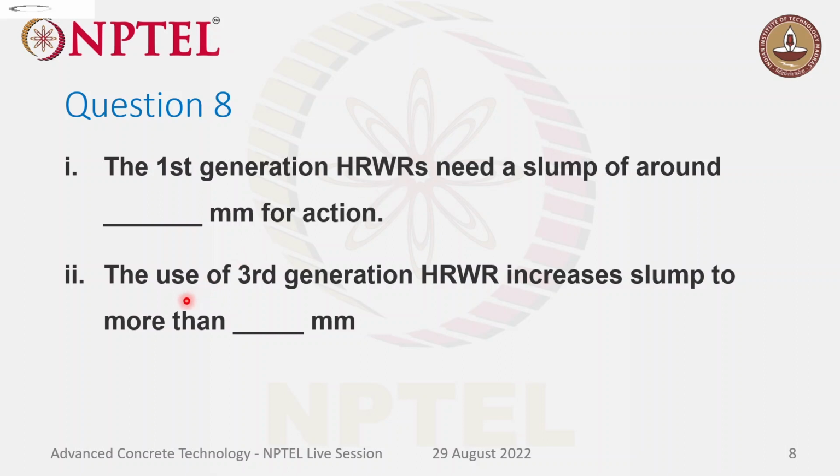And then part 2 is the use of third generation high range water reducing admixtures increases slump to more than how much? Say the slump of concrete without SPs is around 150 mm, how much can it increase up to? We can forget about the slump. If it is a zero slump concrete, how much can we increase up to? So the maximum slump is 300 mm. So the slump height is 300 mm.